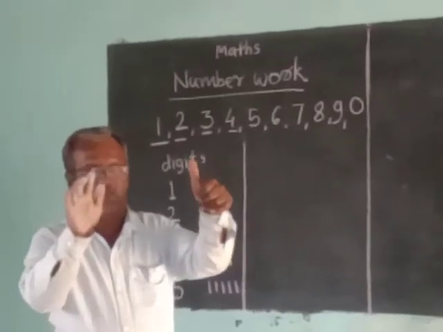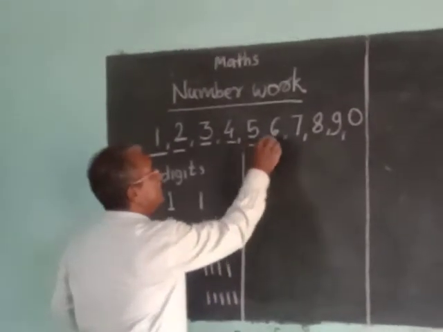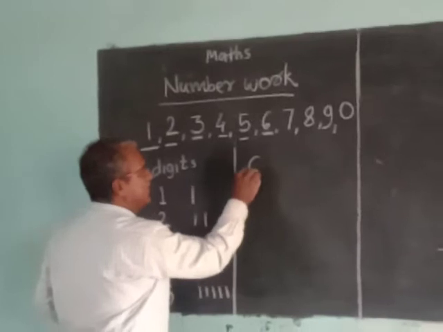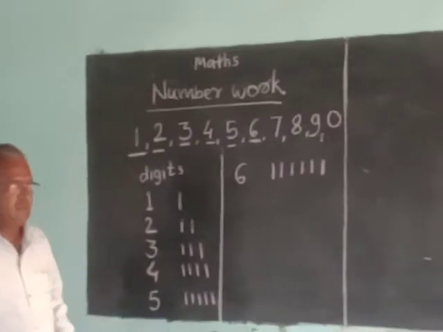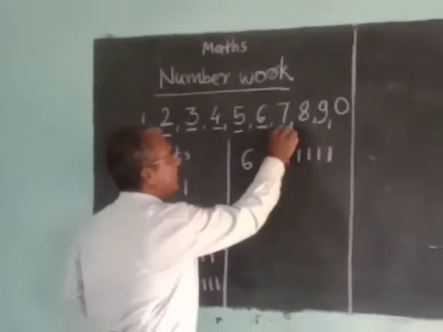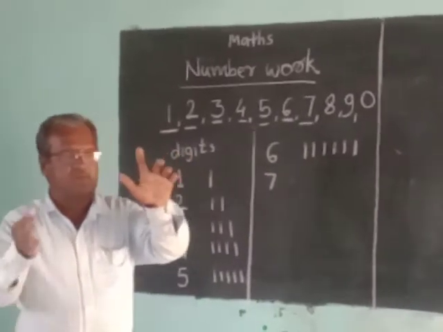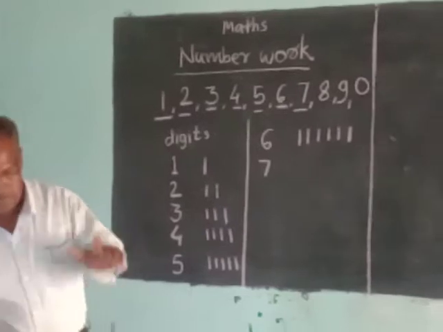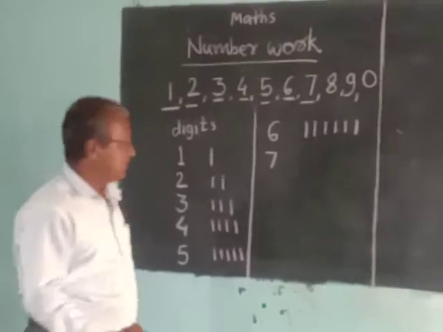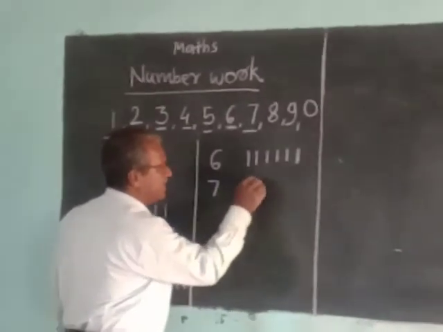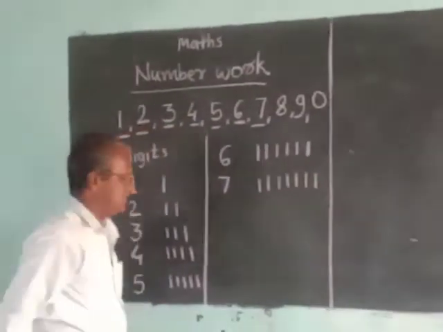If I add 1, it makes 6. For 6, this symbol is used: 1, 2, 3, 4, 5, 6. The next symbol is this. This is called 7. I add the next finger, 5, 6 and 7. This symbol is called 7: 1, 2, 3, 4, 5, 6 and 7.